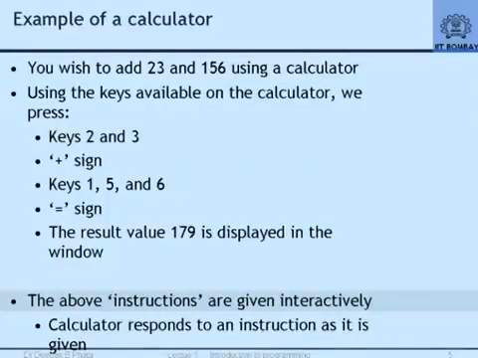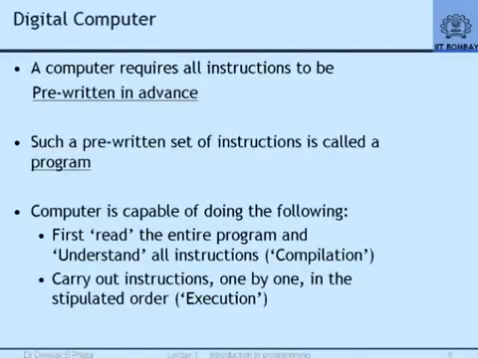Indeed, such calculators exist. What we are talking about is a unique machine which does not respond to an instruction as it is given, but requires you to write all possible instructions one after another separately and give the entire set of instructions to that machine. That machine is called computer. So a digital computer requires pre-written instructions. This is the first fundamental observation. Such a pre-written instruction set is called a program.